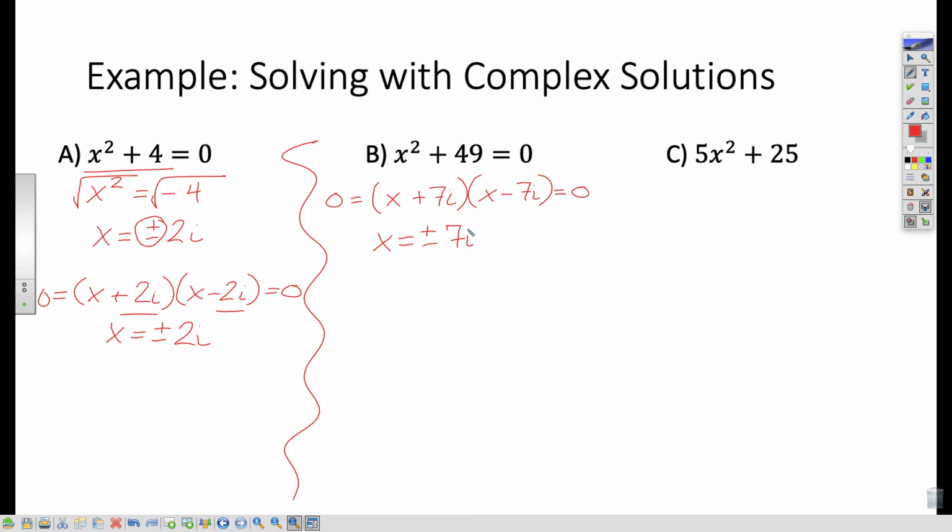Questions. If you didn't get that, you should have a question. Now what about that one? Well, let's factor out a 5. Why would I factor out a 5? Because 5 is divisible by both of them. They're both divisible by 5.